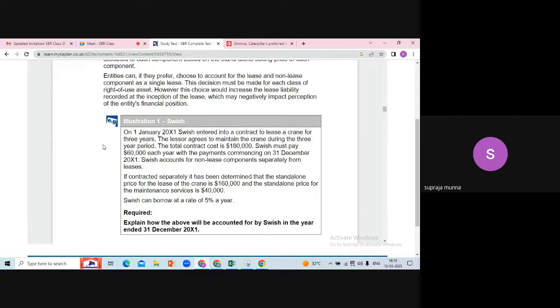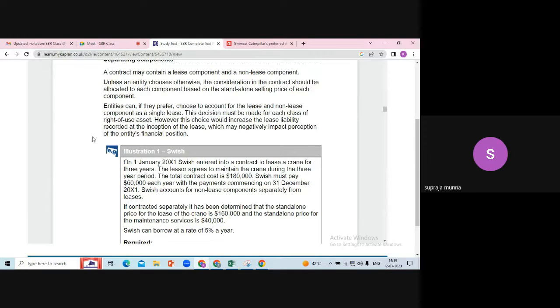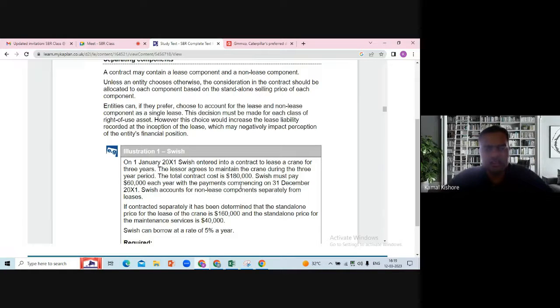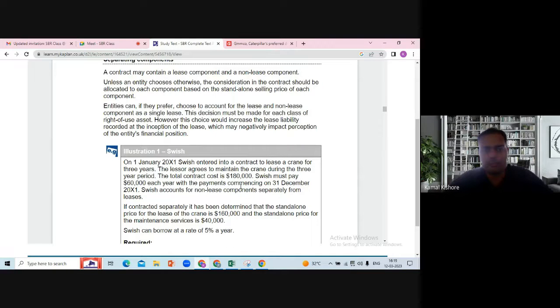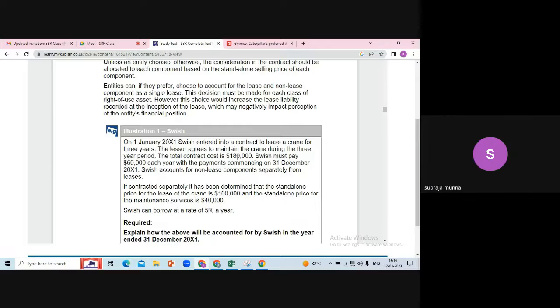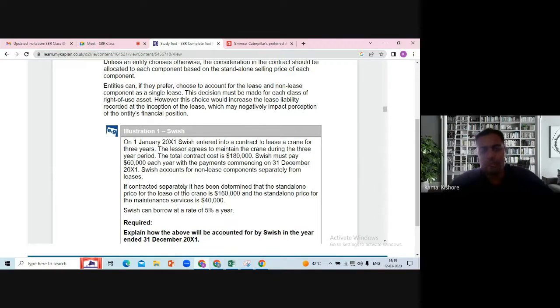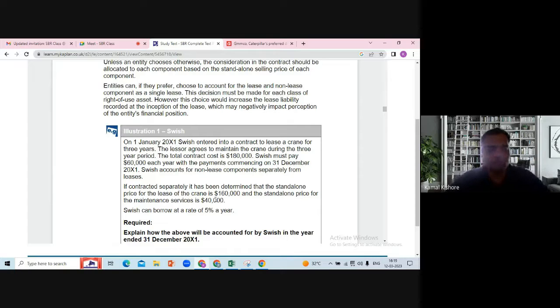But the contract is for maintaining the cranes and using the cranes, right? The contract is to lease a crane for 3 years, and the lessor agrees to maintain the crane during the 3 years period. Total cost is 180,000. So now, if the contract is separated, it has been determined that the standalone price for the lease of the crane is 160, and the standalone price for the maintenance service is 40,000.